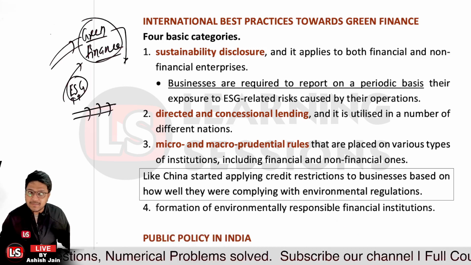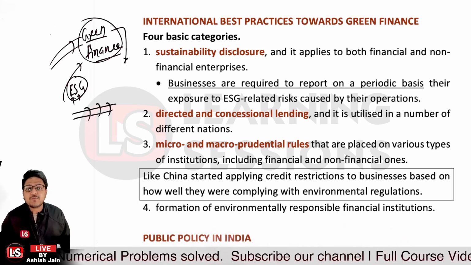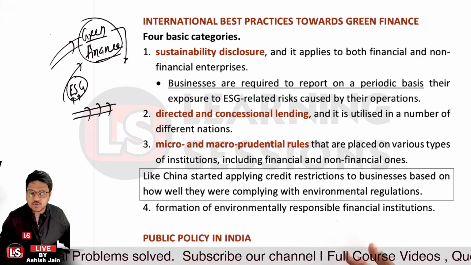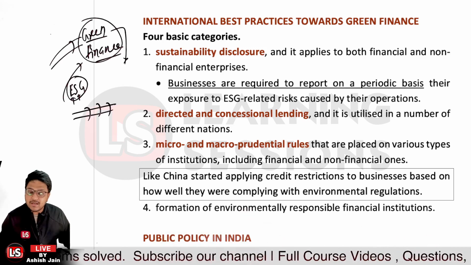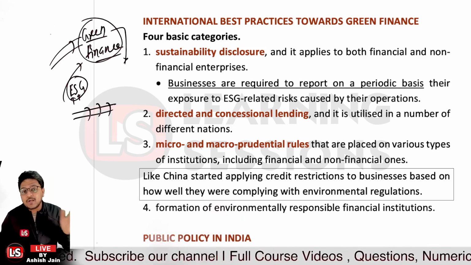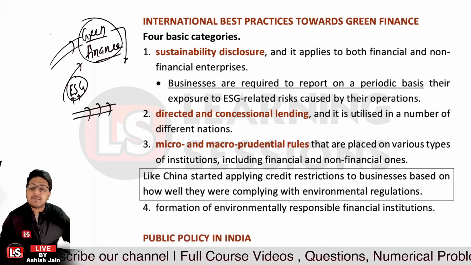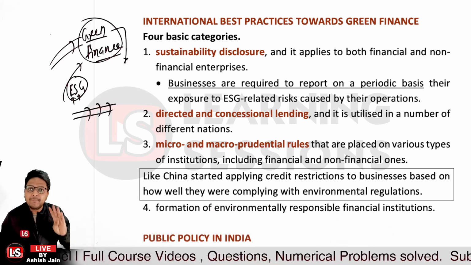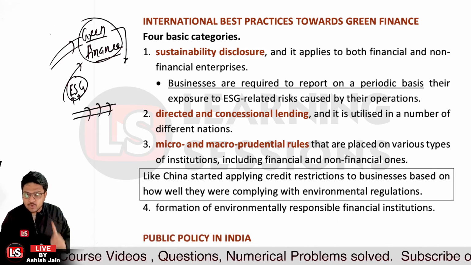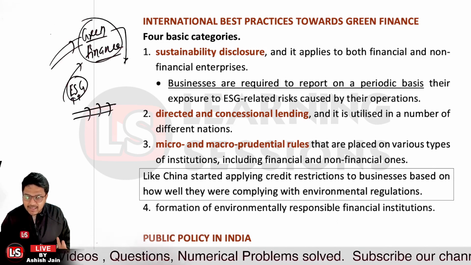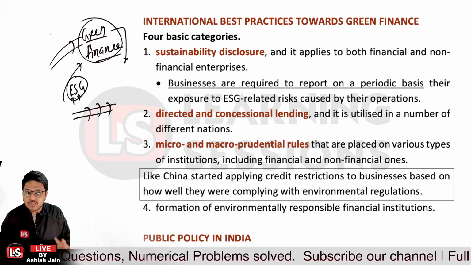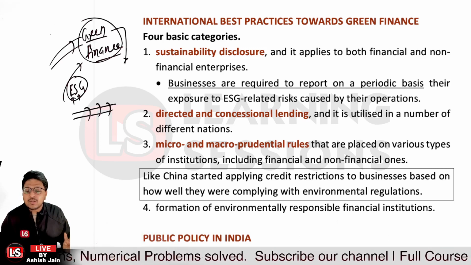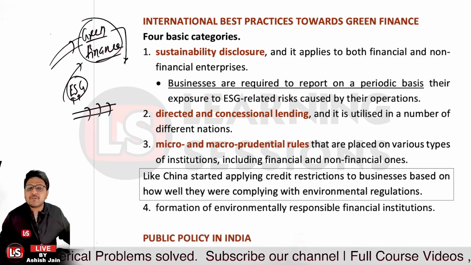And the fourth best practice is related to the formation of environmentally responsible financial institutions. You'll be creating institutions which are there for environmental purposes and have the responsibility for the same. So these are the 4 best international practices. One, disclosures. Other, concessional lending. Third, micro and macro prudential rules. And the fourth, creating environmentally responsible financial institutions.